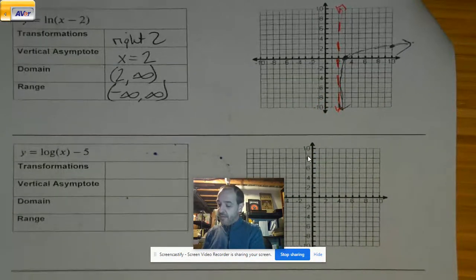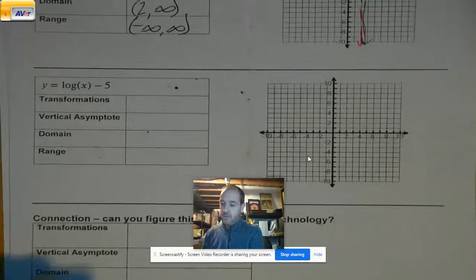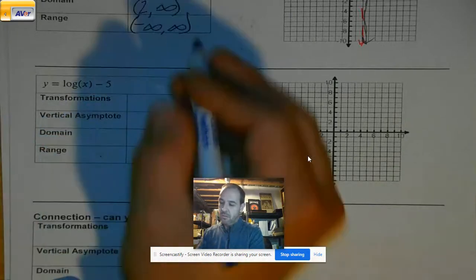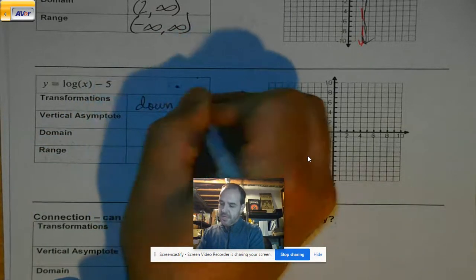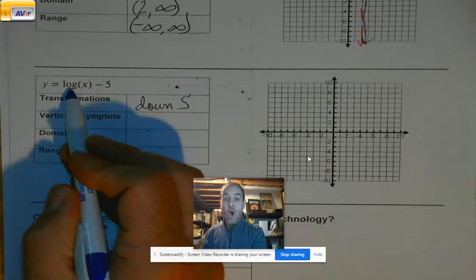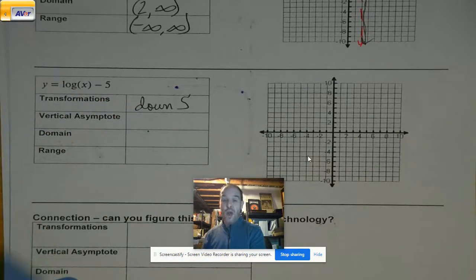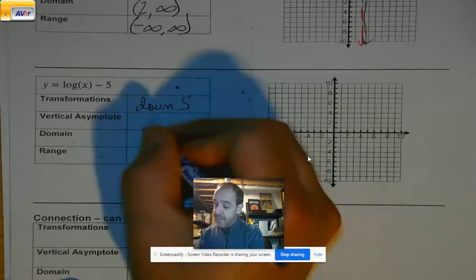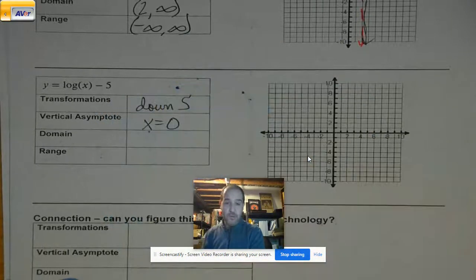Other things to be careful of, again, not hard. Be careful. The 5 is not in parentheses. What direction are we going? Down 5. Now be careful. Does that mean my vertical asymptote is going to be at 5? Well, Hardy, why not? Because our asymptotes on logs only move with left and right movement. Up and down is for when we're doing our growth and decay functions. So down 5 means my vertical asymptote is not moving.